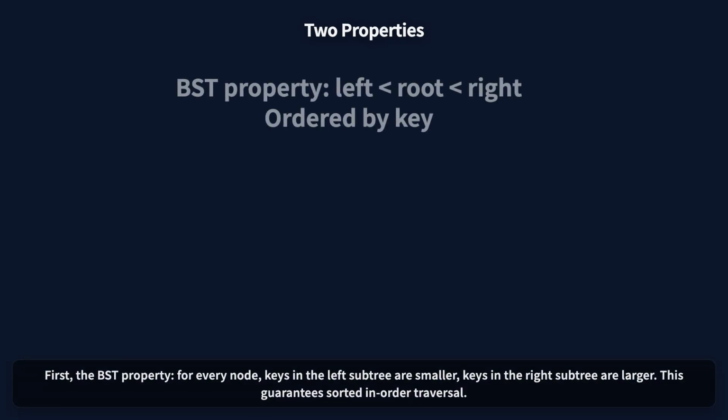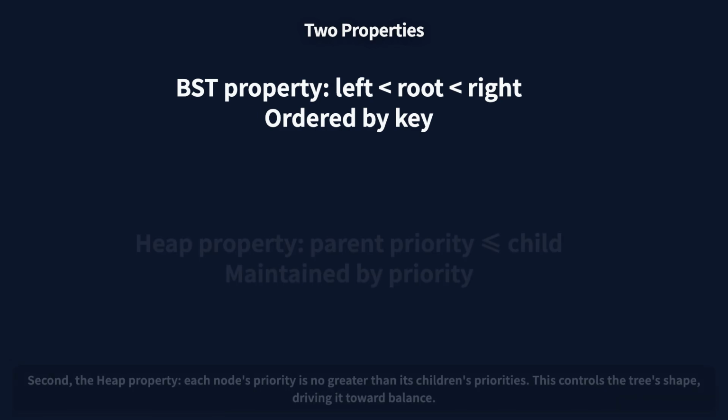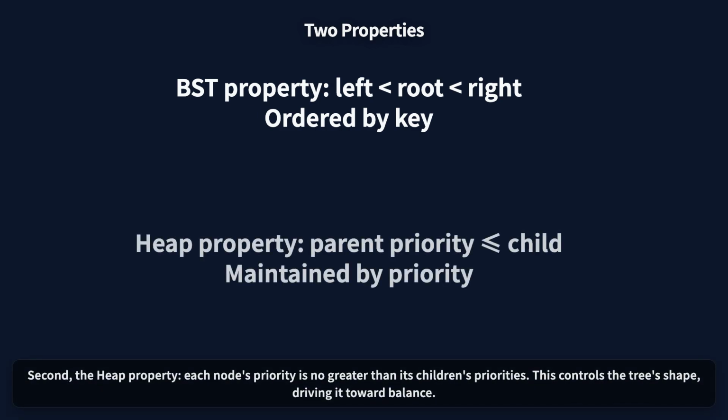First, the BST property. For every node, keys in the left subtree are smaller, keys in the right subtree are larger. This guarantees sorted in-order traversal. Second, the heap property. Each node's priority is no greater than its children's priorities. This controls the tree's shape, driving it toward balance.